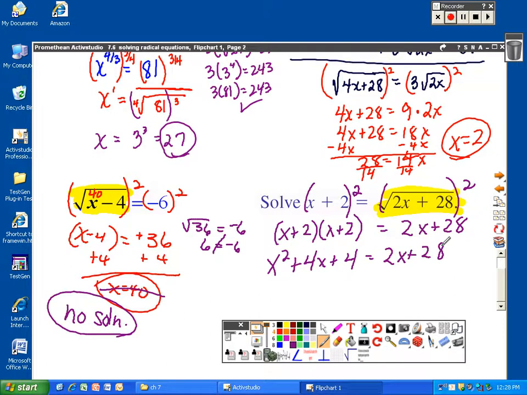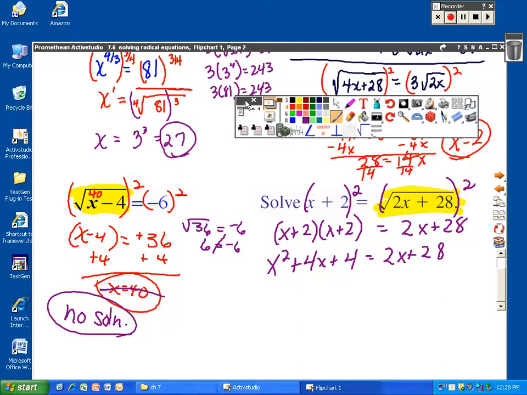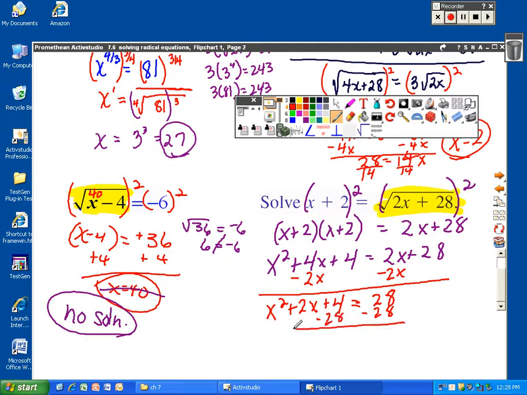And when you have a square, you want to put everything on one side of the equal and see if you can factor it. So I need to subtract the 2x. X squared plus 2x plus 4 would equal 28. I need to subtract the 28. X squared plus 2x minus 24 equals 0. And this is where I factor.